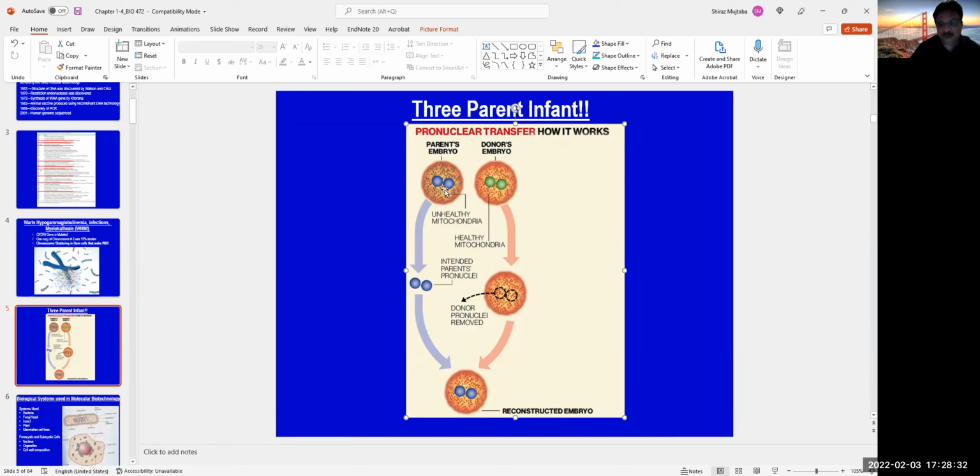So the nucleus, the pronuclei, one from father, one from mother, can be extracted, and then it can be placed into embryonic cells or stem cells with healthy mitochondria, right? So these are kind of reconstructed embryos, right? This kind of effort has been going on to minimize genetic disorders.